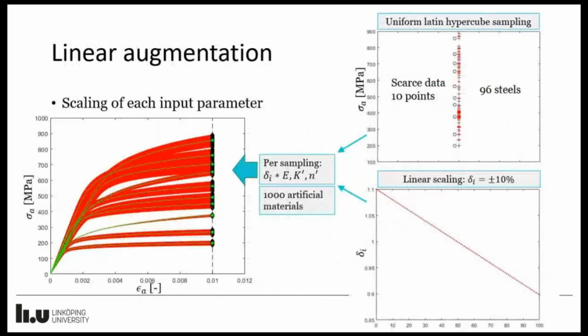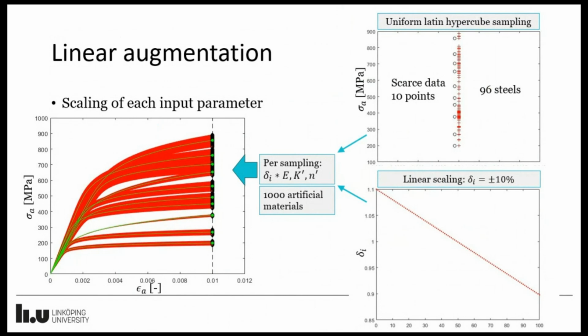So the first thing for the linear augmentation concept is that we first need to have our scarce data. So we're going to do a uniform Latin hypercube sampling out of all these 96 tests. And we're going to choose 10 points, which is our scarce data. So we're going to base all our augmentation on just those 10 points, and they are to be contained within these 96.